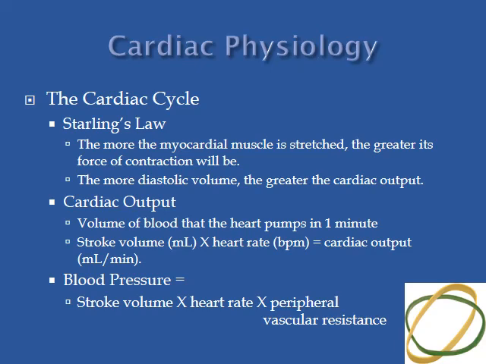Then cardiac output is the volume of blood that the heart pumps in 1 minute. And that is stroke volume times your heart rate equals that cardiac output. Remember that an average stroke volume is 70. So go ahead and take your pulse right now and figure out your pulse rate per minute, times that by 70, and that's your cardiac output for 1 minute.